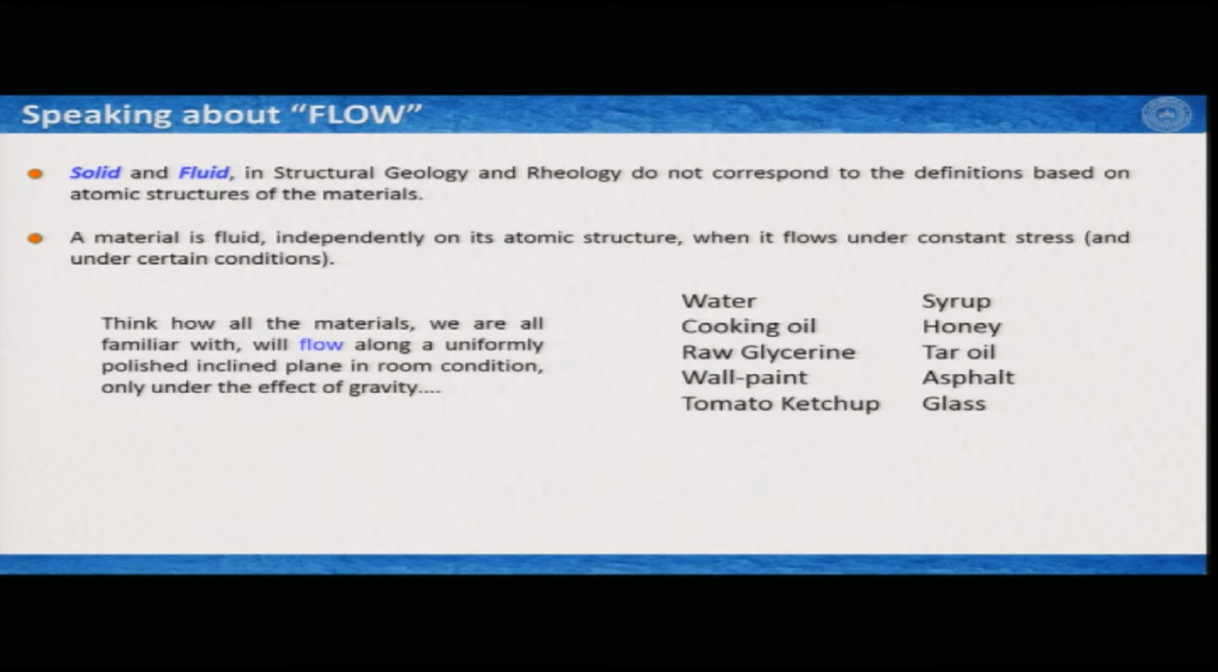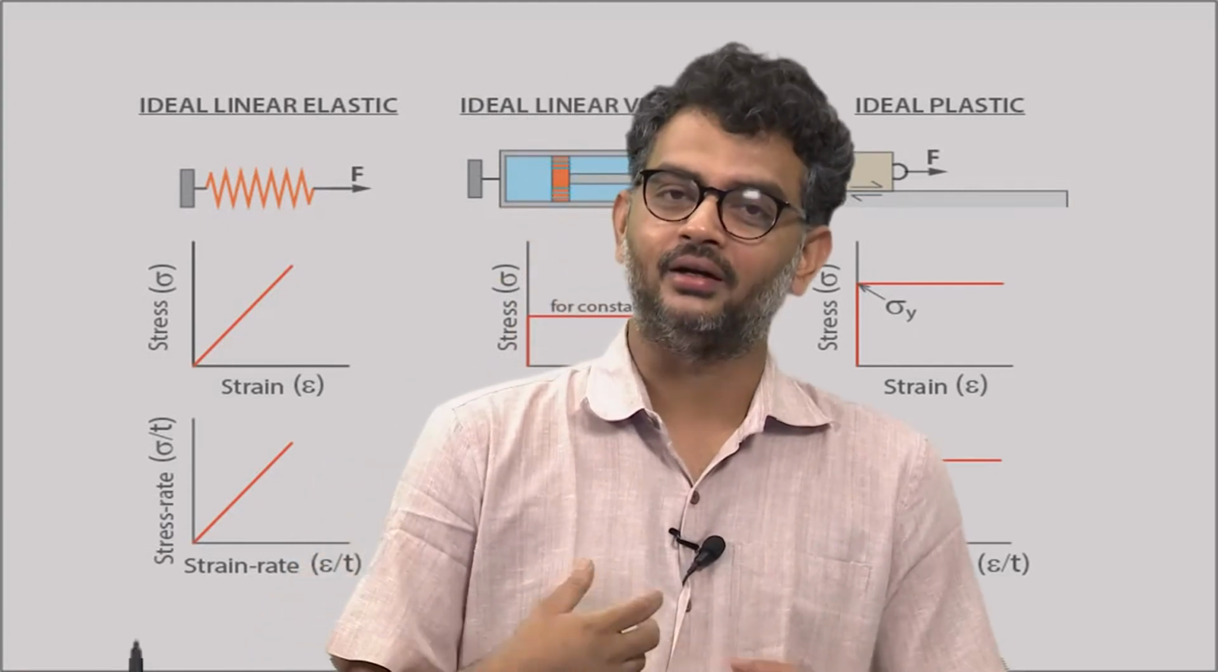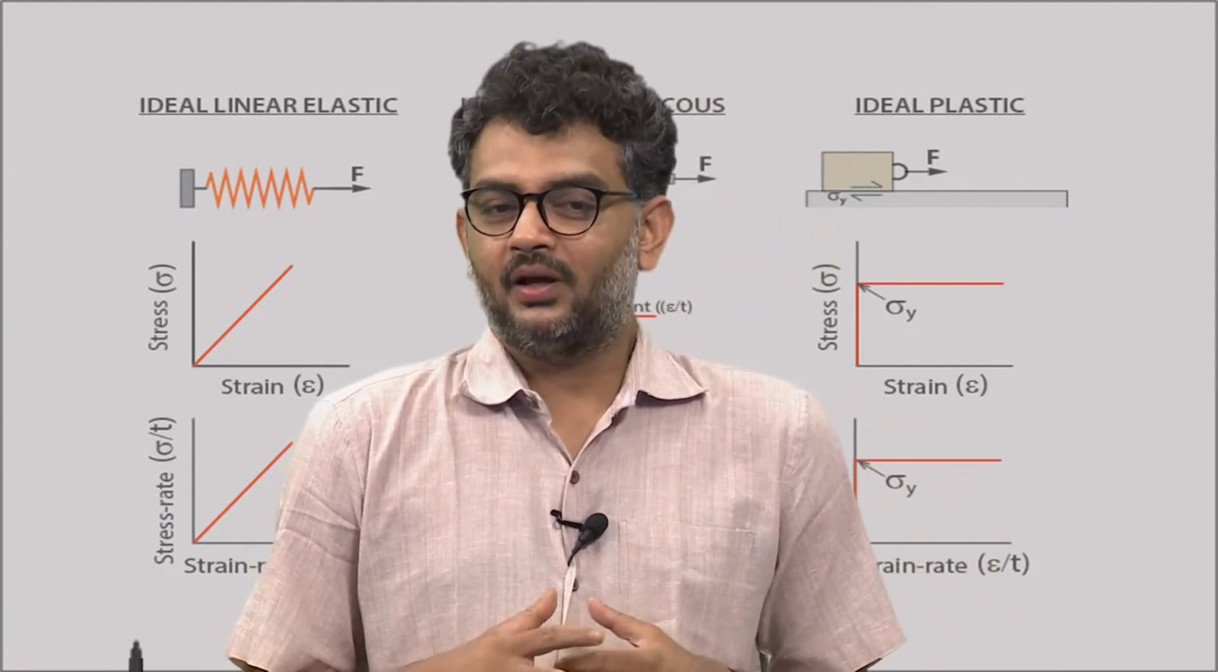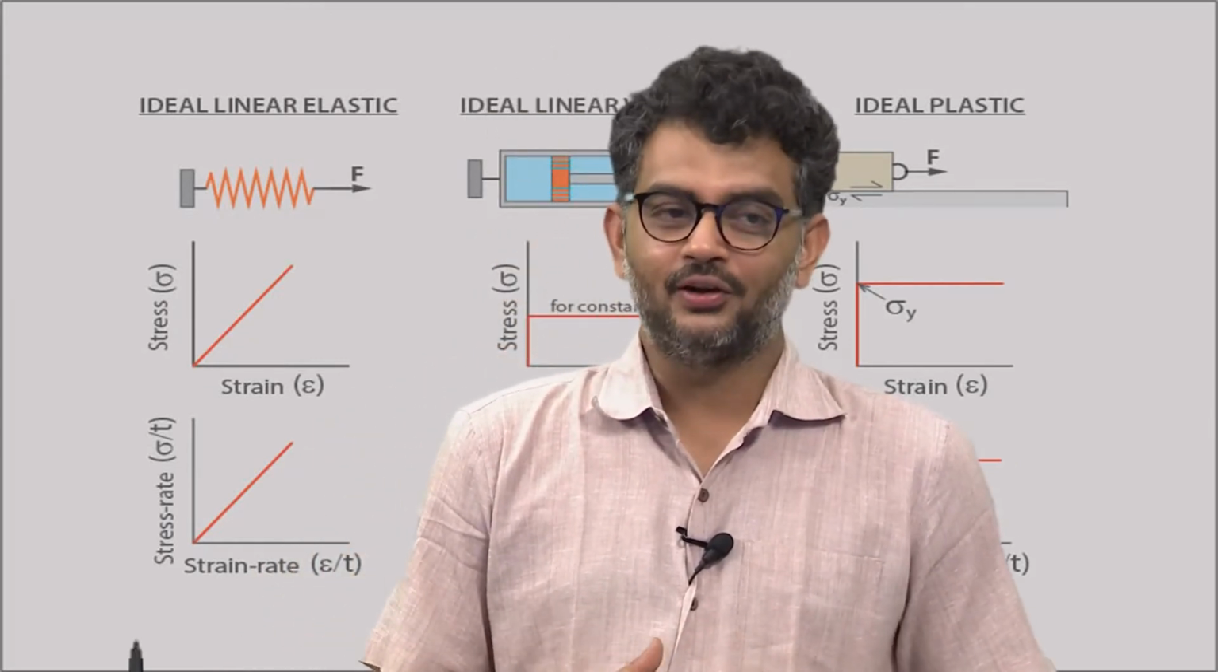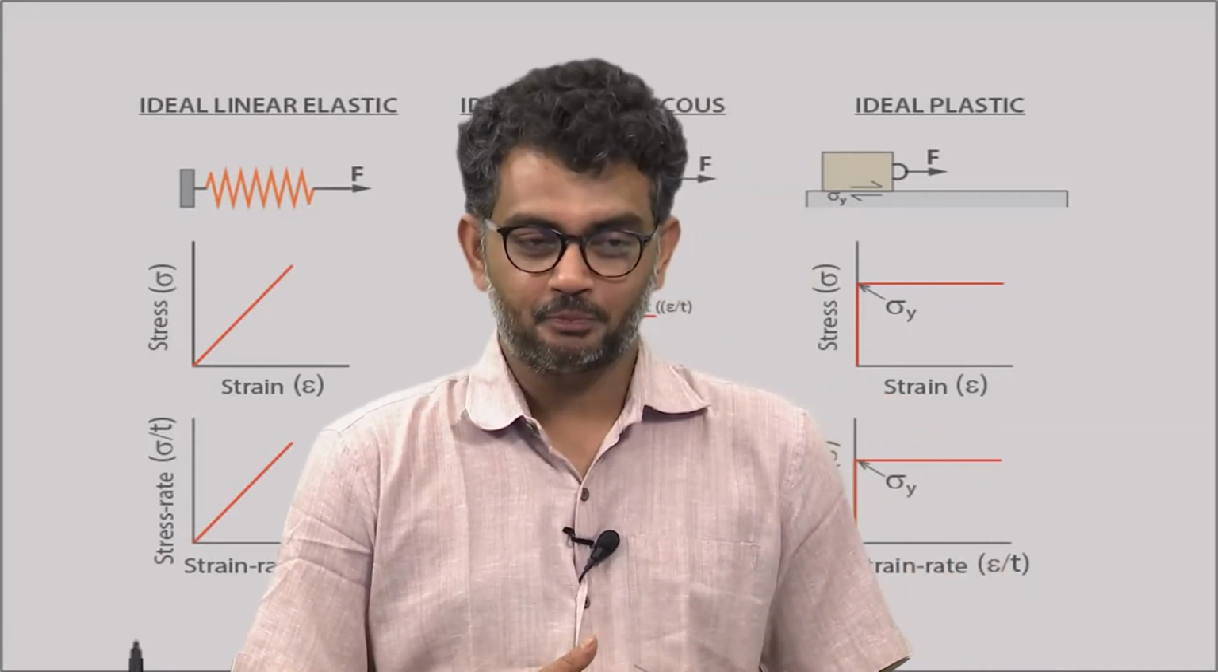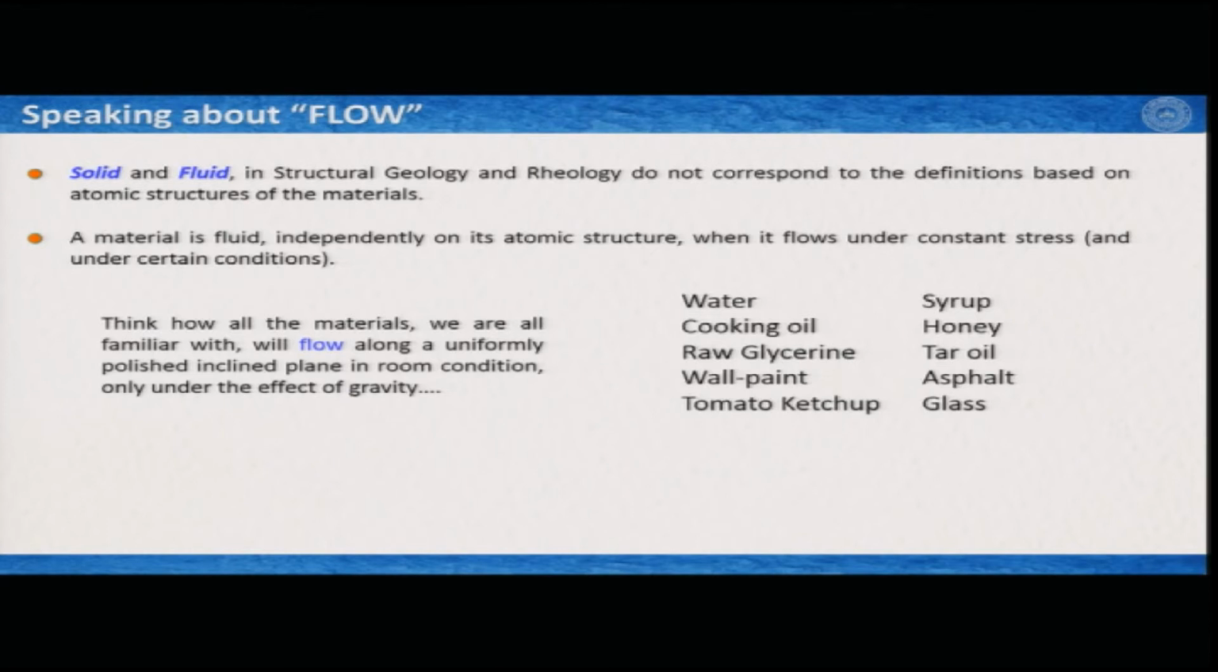here, therefore, when we talk about flow, the definitions of solid and fluid are not really classical as people define them based on atomic structures of the material. So, there is one set of definitions of solid, liquid and gas in terms of their atomic structures, their interactions and arrangements. But in the study of rheology, as I said that everything flows, the definition of fluid goes a little funny. A material is a fluid, independent of its atomic structure, when it flows under constant stress and of course under certain conditions. Please note, it does not define the time, right.